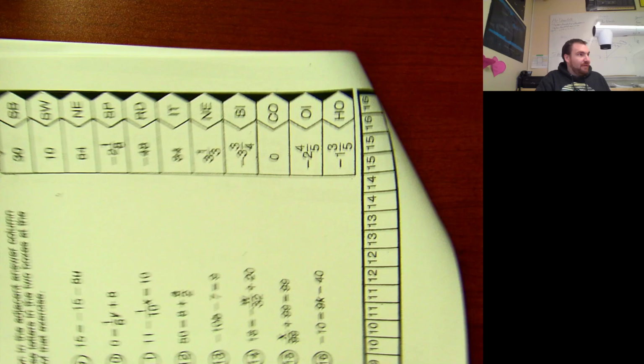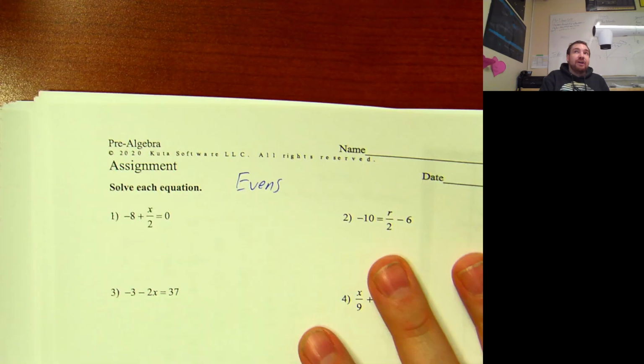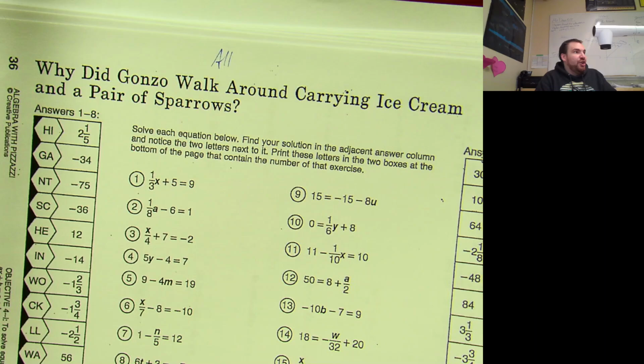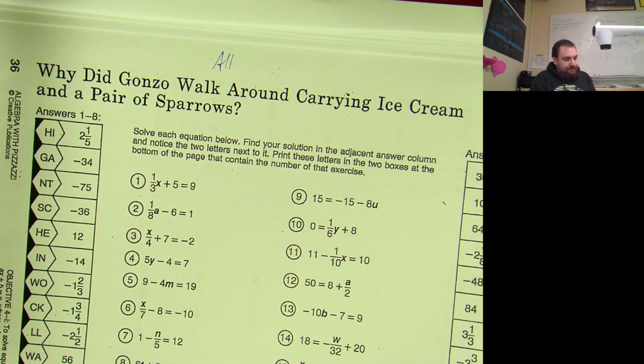This is all homework. That's the answers. So this, I want you this page here. And then if you flip the page again, you get this one. Why did Gonzo walk around carrying ice cream and a pair of sparrows? That's what I want you to do. You got 20 minutes and then we're moving on. Work fast. Use this time well.